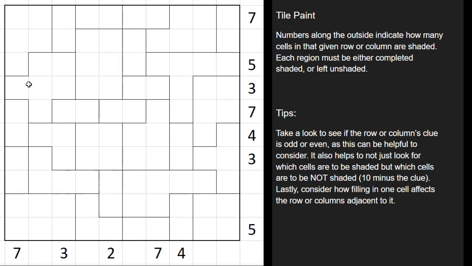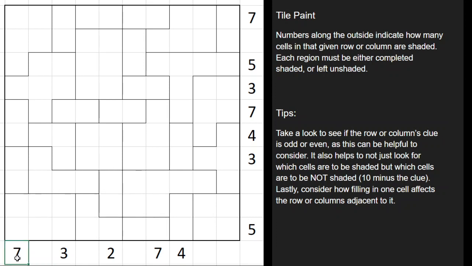So the first place that I would start with these puzzles are going to be the very large numbers. And what you're trying to do is not just locate which cells must be shaded, but which cells must not be shaded. So that is also going to help. And with this being a 10 by 10, we know that any given column that has a 7, there's going to be 3 unshaded cells and 7 shaded cells. If you have say a 4 in this row, there's going to be 4 shaded cells and 6 unshaded cells. So that's really helpful to keep in mind.